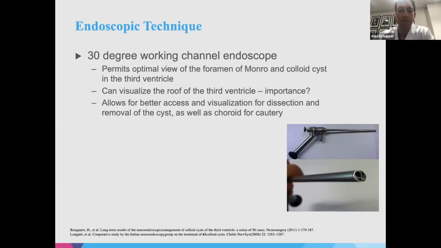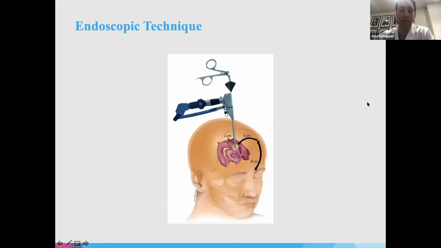And as I mentioned before, and I showed in the video, using a working channel endoscope can be really nice to help visualize and dissect the cyst, to remove it, as well as to access the choroid plexus, which can be really important in terms of controlling hemostasis.